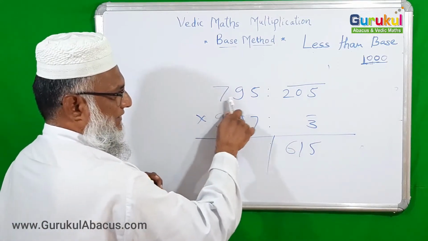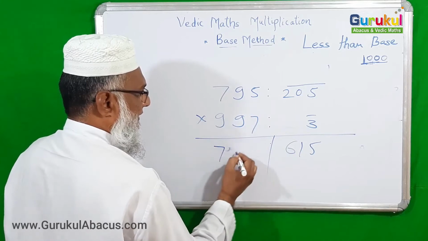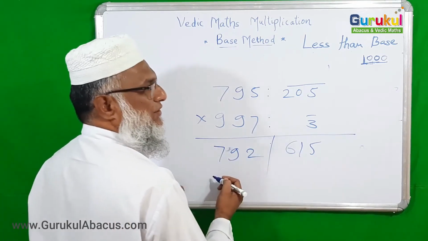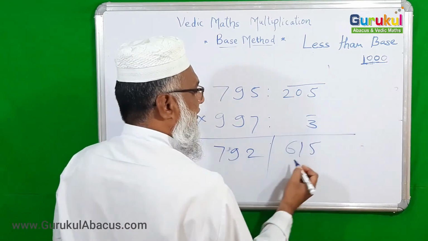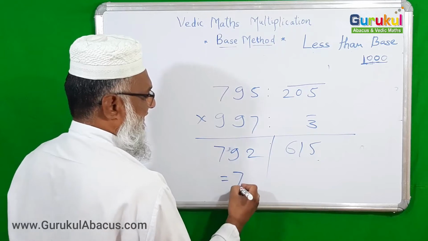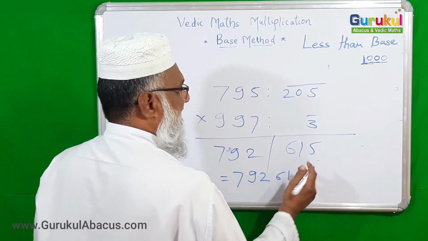Okay, and now 795 minus 3 is 792. So the final answer is this one only, because the base has 3 zeros, here we need 3 digits. So our answer is 792,615. That's it.